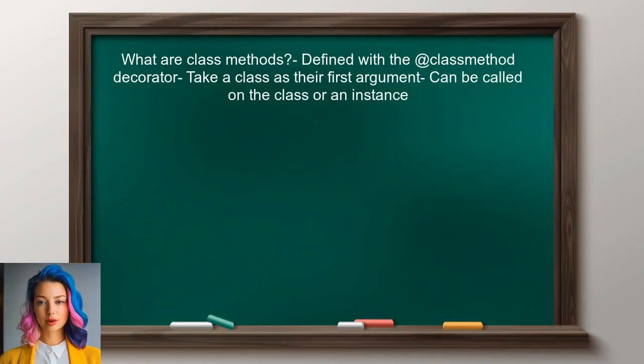To understand this, we need to clarify what class methods are. Class methods are defined with the @classmethod decorator and take a class as their first argument. This means they can be called on the class itself or on an instance of the class. Let's explore the differences in calling them.